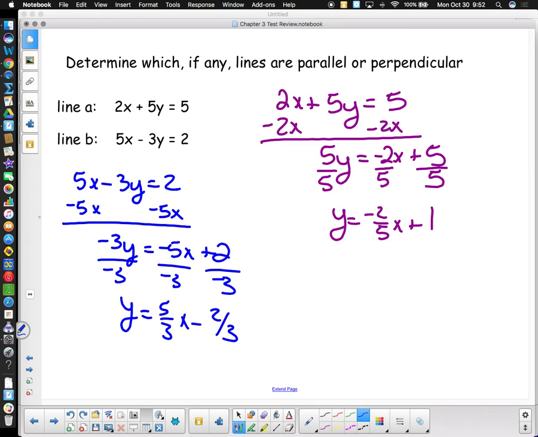Because the slopes are neither the same nor negative reciprocals. Okay? So if they're not the same and they're not negative reciprocals, then it's neither parallel nor perpendicular. They're intersecting lines at some angle, we don't know what. You did find out that they're neither parallel nor perpendicular.